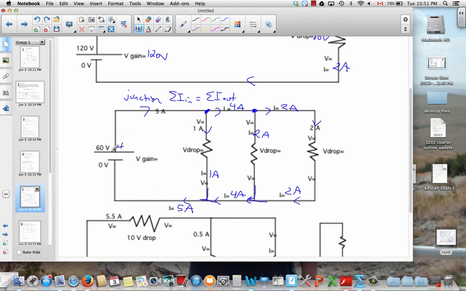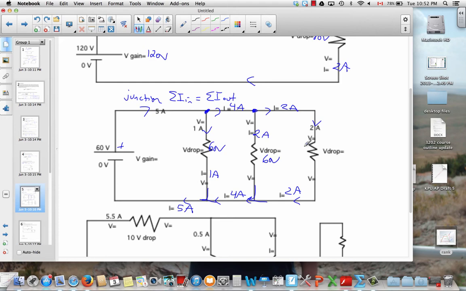So in this loop here, you gain 60, you must lose 60. That means there must be a drop of 60 across this resistor. Here's another loop. Gains must equal losses. If you gain 60 in the cell, you must lose 60 in this resistor.